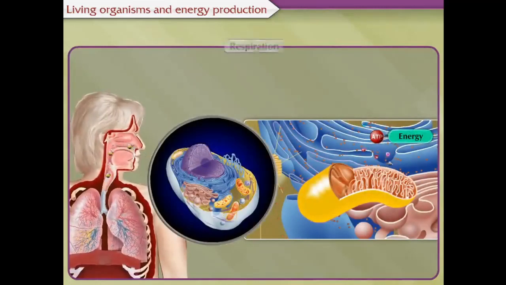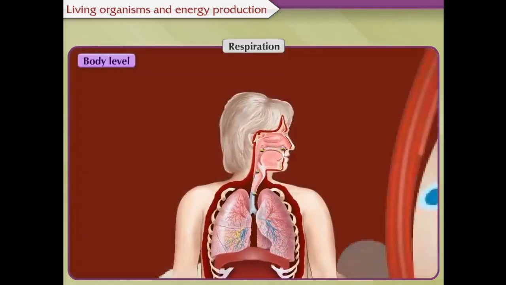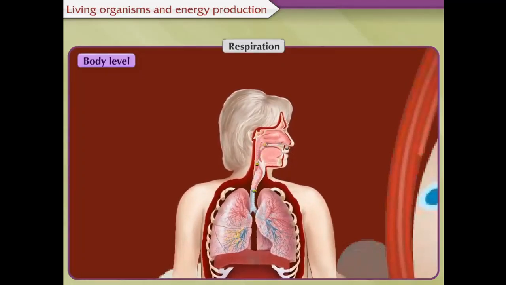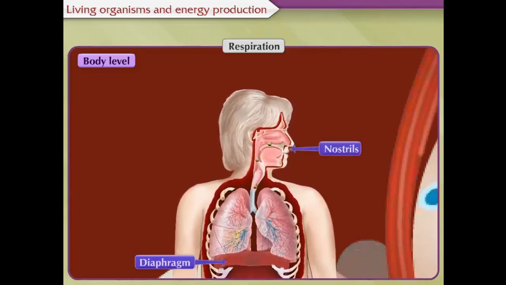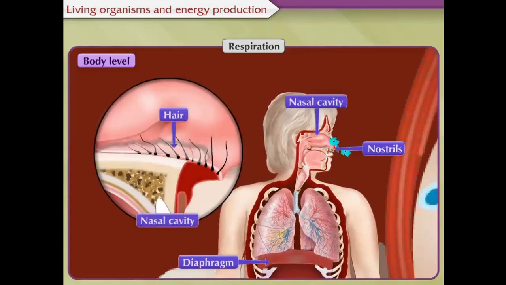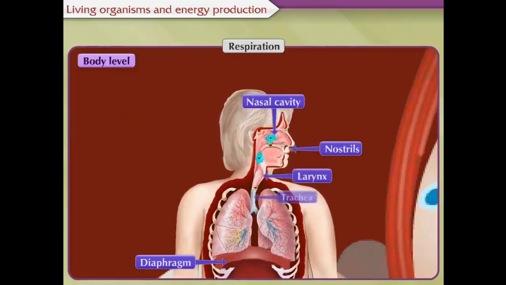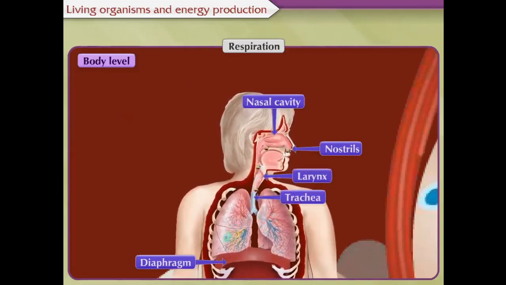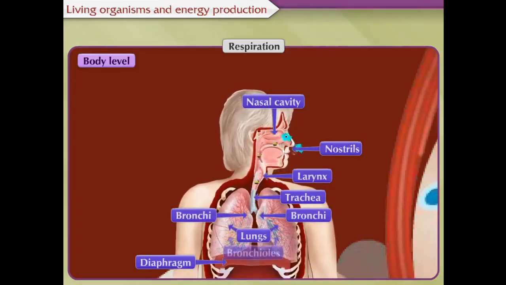In living organisms, respiration occurs at two levels, body level and cellular level. We know that at body level, oxygen and carbon dioxide are exchanged between body and surrounding. When the diaphragm contracts and moves downwards, air is taken into the body through the nostrils. This air enters the nasal cavity and then through the larynx moves into the trachea. The air further passes into the two bronchi in each lung and further into the bronchioles.